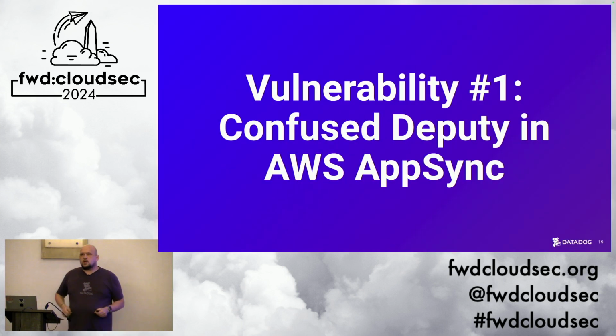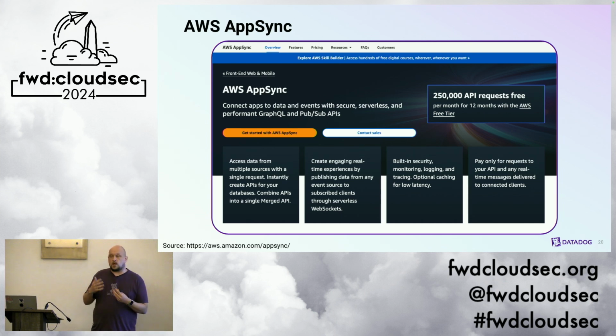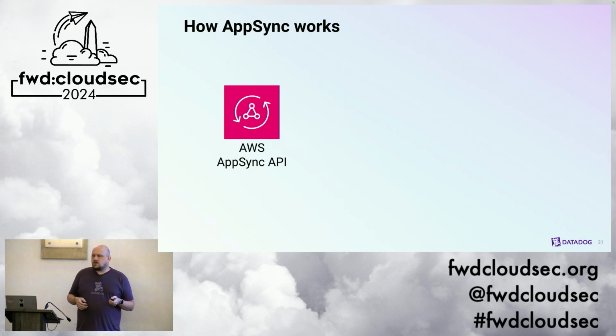And that's what we're going to be looking at in the first vulnerability we're going to cover today, a confused deputy vuln in AWS AppSync. If you're not familiar with AppSync, AppSync is a managed GraphQL service offered by AWS. It allows you to quickly and easily build GraphQL applications and configure them and so on. To oversimplify quite a bit how AppSync works, you first create an AppSync API in your account, configure it, set the schema, and so on.